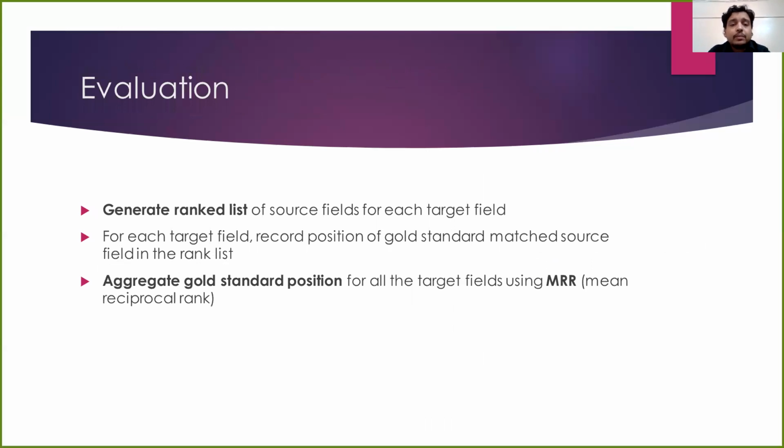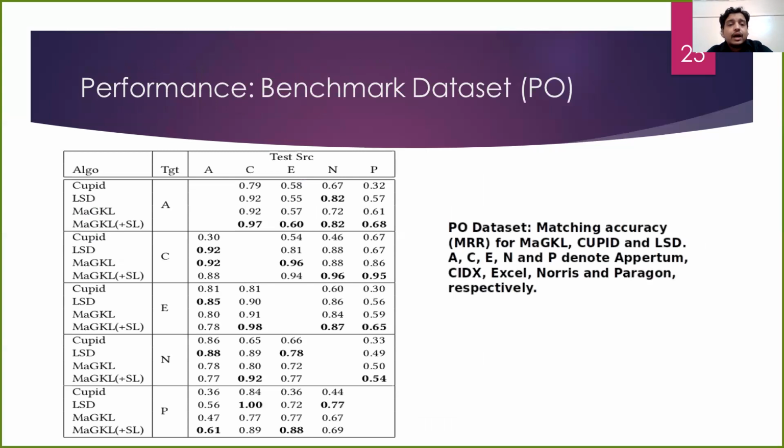All the experiments conducted by us have been evaluated with the metric MRR, or mean reciprocal rank. The MRR has been calculated over the rank of the gold standard field appearing in the ranked list of source fields for each of the target fields. Now from this table we see that out of 20 experiments, 13 out of 20 were won by MAGICAL, 5 out of 20 were won by LSD, and 2 out of 20 are tied between LSD and our solution MAGICAL. Cupid has no win here as no domain information was provided in this case.